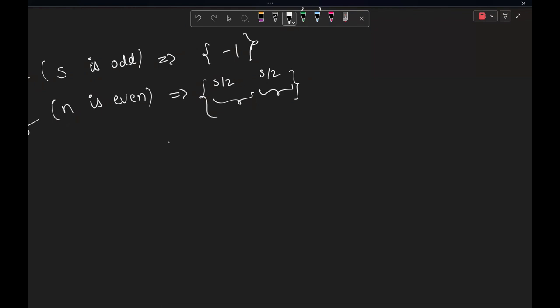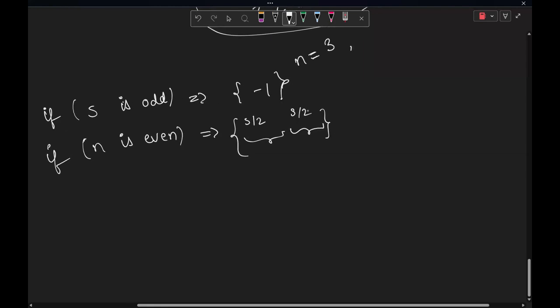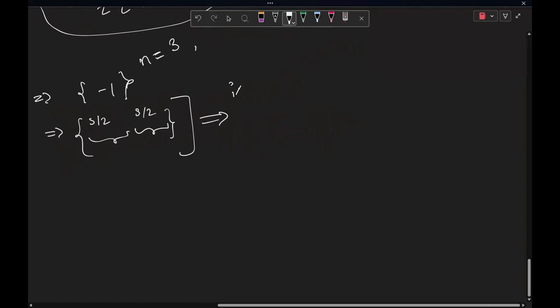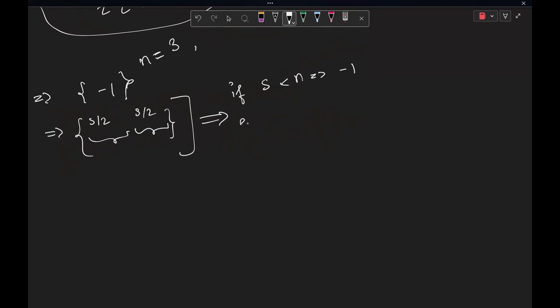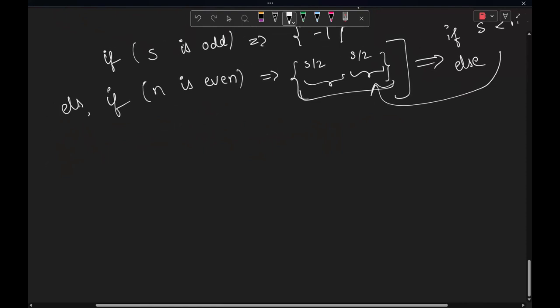Here we could have got a problem, like here we were having two cases. If S by 2, or basically you can say that if S is less than n, then the answer was again -1. But in the other case, the answer was actually this array.